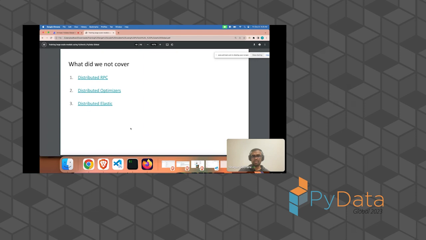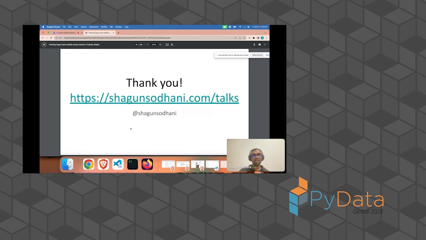Distributed elastic basically is a way where, let's say you start training a model with 100 GPUs and one of the GPUs dies in between. In that case, your entire model training would halt. But distributed elastic lets you continue the training when a subset of nodes die. And this is important because when you are training these models on, let's say, 1,000 GPUs, it is very likely that one or more GPUs could fail. And if that happens, a small percentage of GPUs failing should not bring down your entire training. So distributed elastic handles that for you out of the box.